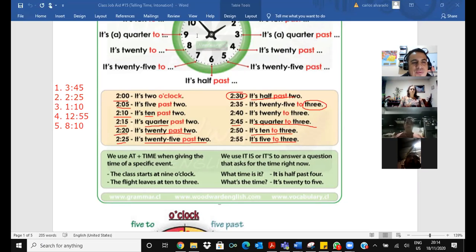25 past 2. Excellent. Okay, number three, digital time? 1:10. And clock time? It's 10 past 1. Excellent. Number four, digital time? It's 12:55. And clock time? It's 5 to 11. Vamos a pasar a la siguiente hora.